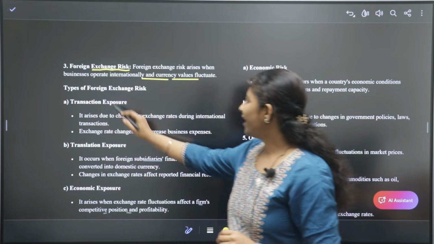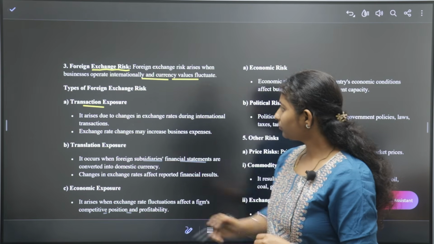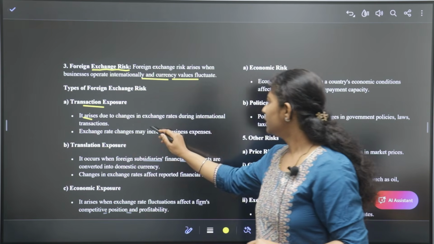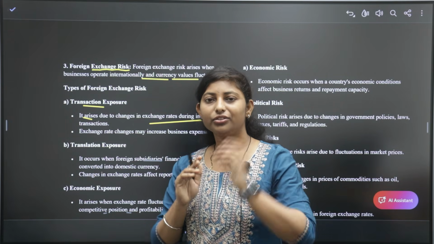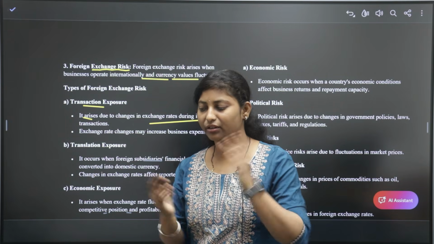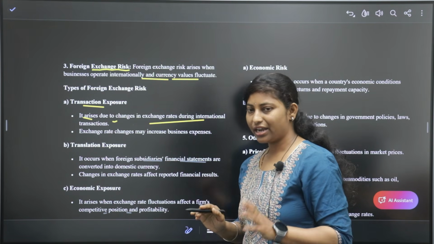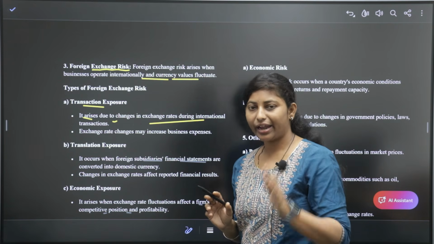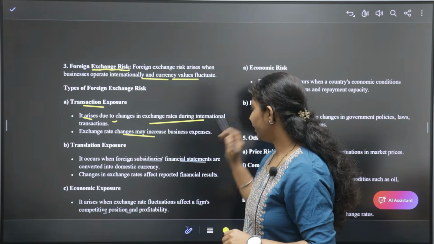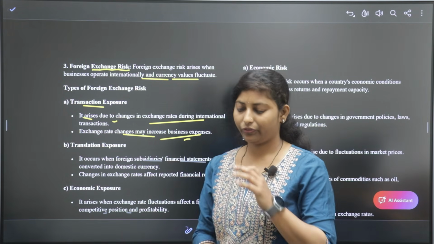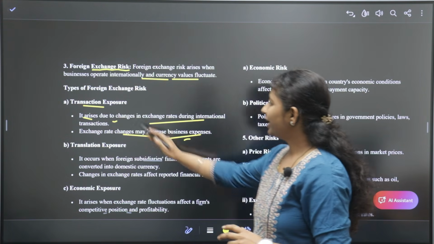Here we see the types of foreign exchange risk. The first type is transaction exposure. It arises due to a change in the exchange rate. There is buying and selling, there is a trade, so if there are changes in the exchange rates, whether an increase or a decrease, it is going to affect your business. In international dealings, when the exchange rate goes up or down, it will affect you. The exchange rate may increase business expenses. If the exchange rate increases, our business expenses also increase. That is the risk we call transaction risk.